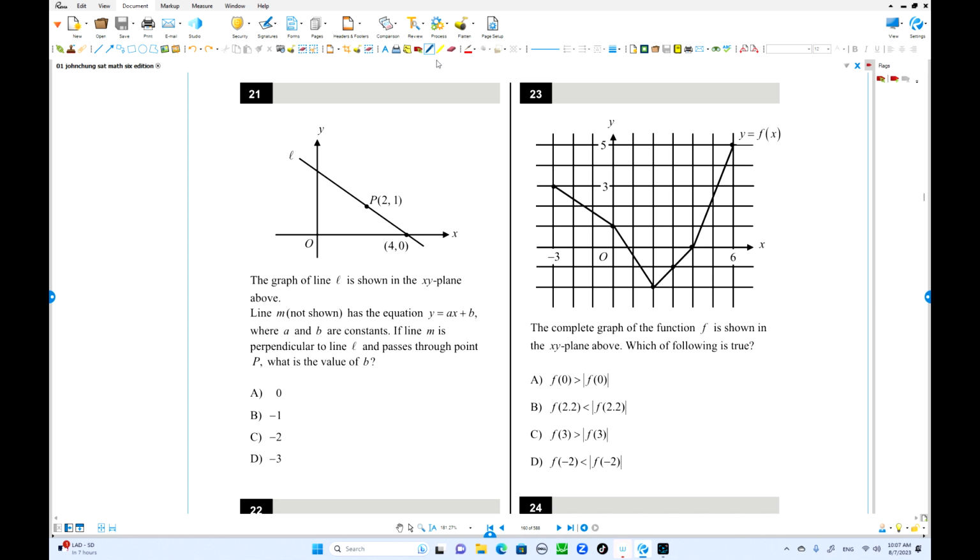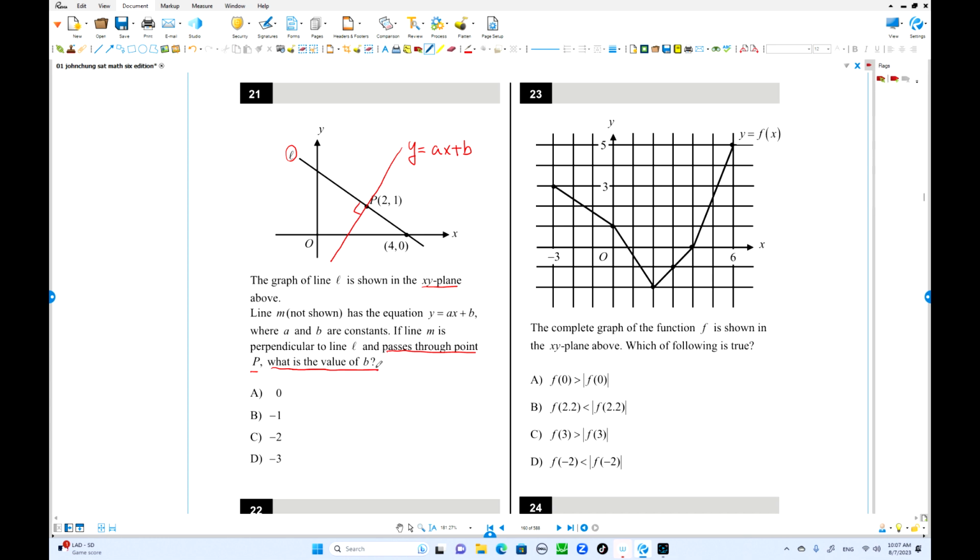So we have a line L in the xy plane above. You can see the line over here. Another line has the equation y equals ax plus b, but this line is perpendicular to line L and passes through the point P. So the line looks this way. This is the perpendicular, y equals ax plus b.